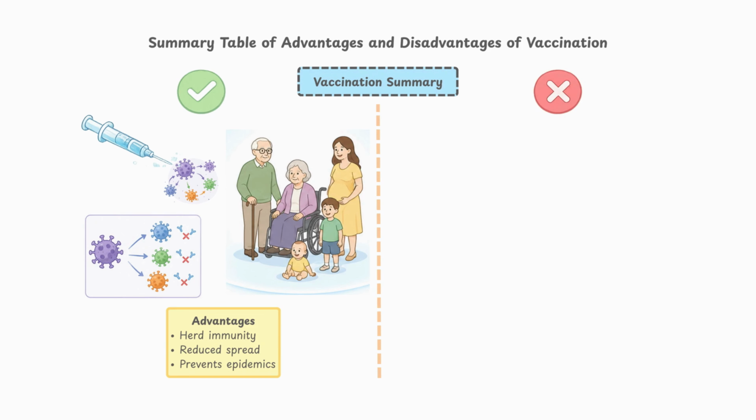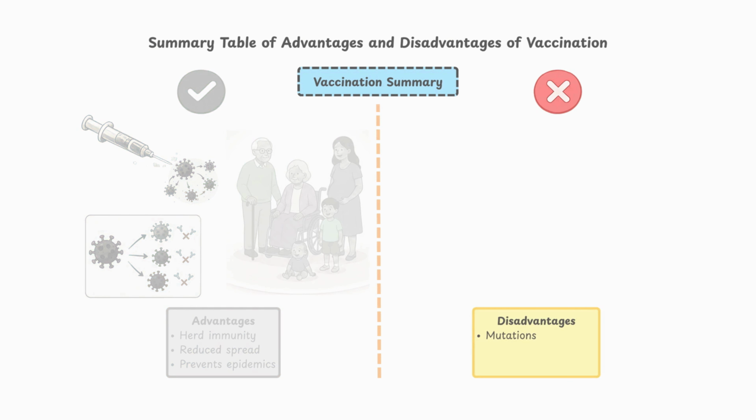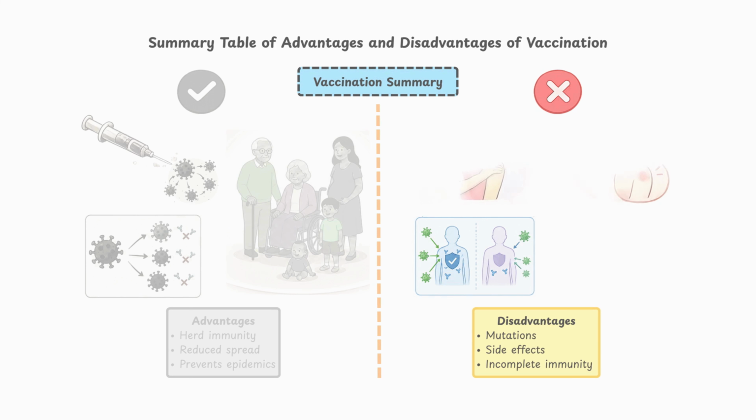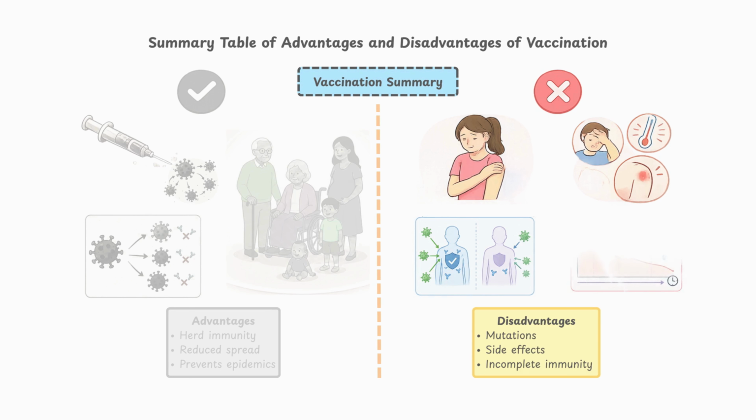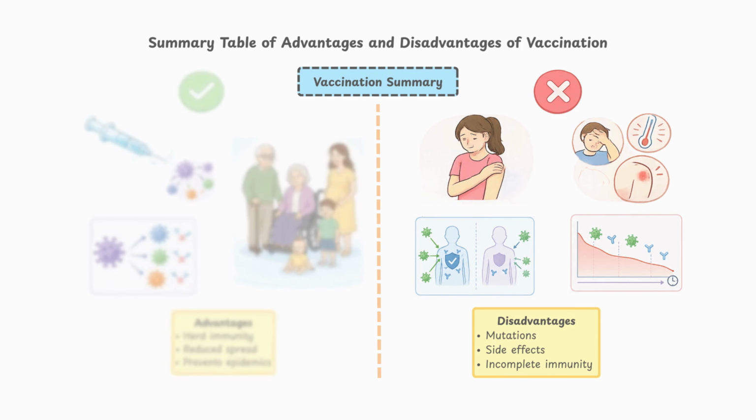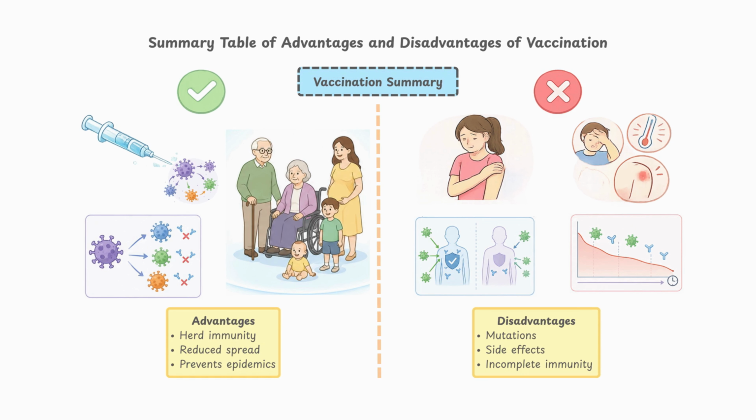However, there are also some disadvantages to consider. Some pathogens can mutate, making vaccines less effective over time. Vaccines may also cause side effects, although these are usually mild and temporary. In addition, protection may not always be complete for every individual, leading to incomplete immunity in some cases. Despite these limitations, the benefits of vaccination greatly outweigh the risks, making it one of the most effective ways to protect both individuals and communities from infectious diseases.